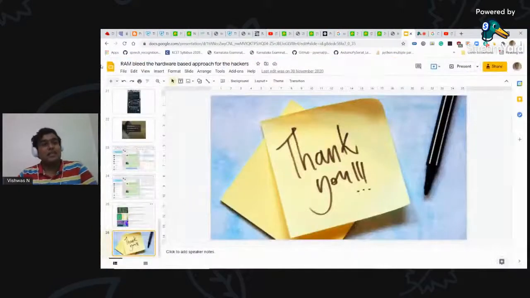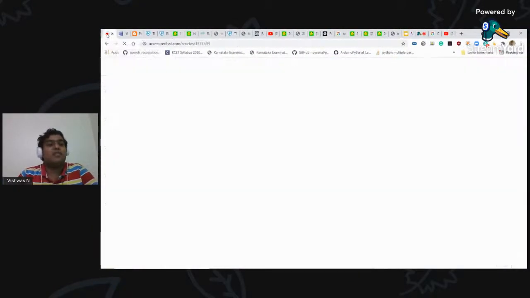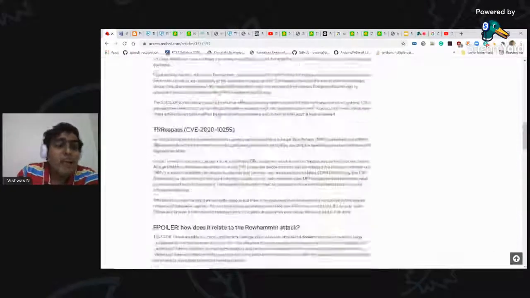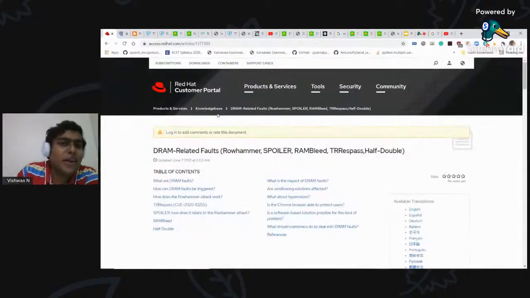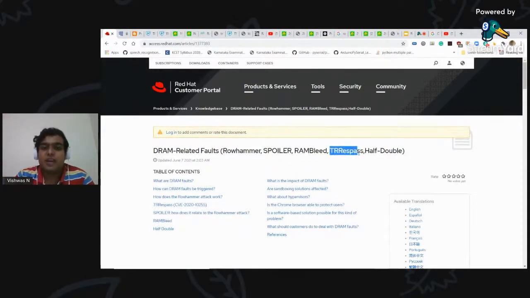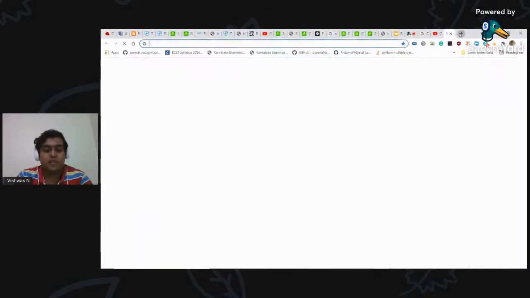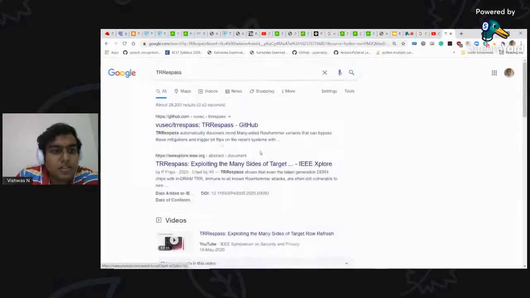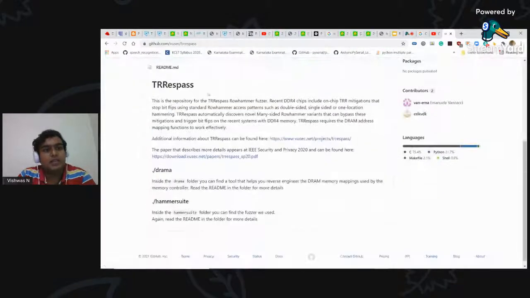That's it. As theory, let's just touch on some of the things, the stats for nerds and things like that. I think this is one of the ways in which you can really understand what this technology is. DRAM, rowhammer, SPOILER, RAMBleed, TRRespass. TRRespass is basically one of the vulnerabilities. If you guys go to Google, type in TRRespass. Where is this TRRespass? So yes, you can automatically discover the rowhammer fuzzes and all these things. So TRRespass is basically one of the applications.